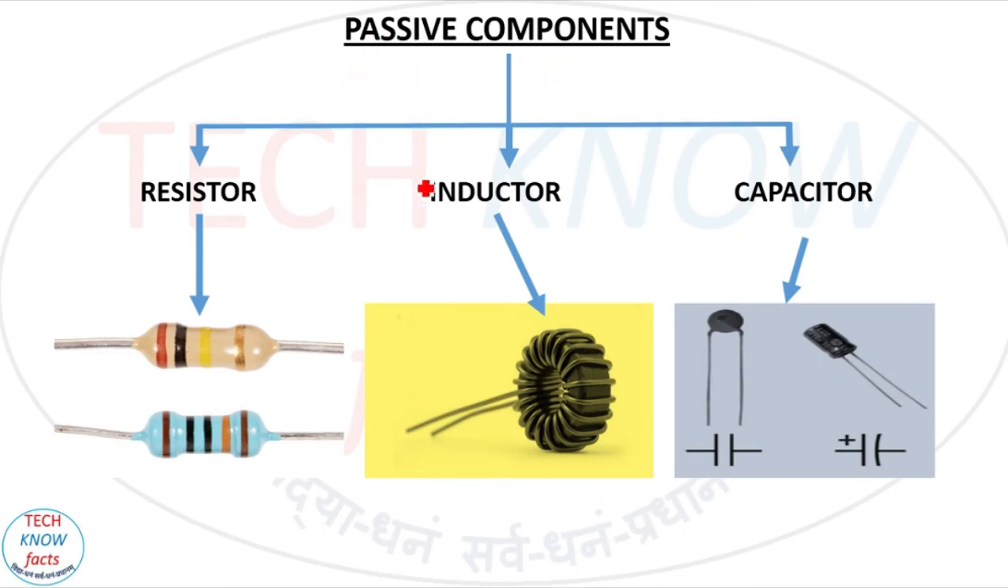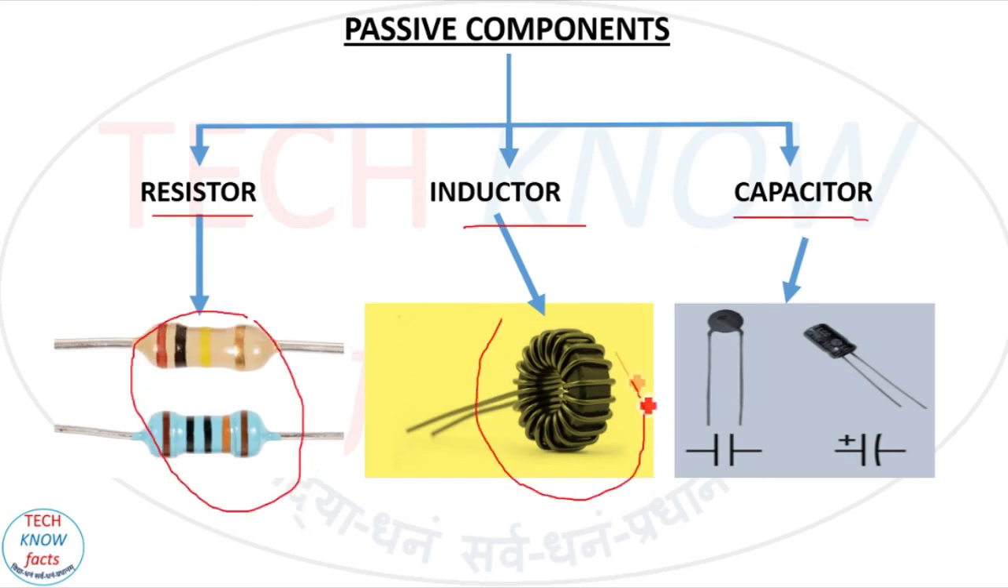In this slide, we can see the various types of passive components: resistor, inductor, and capacitor. This is the image of a resistor. This is the image of an inductor, and this is the image of a capacitor. We have two types of capacitor. This one on the left side is ceramic type, and this one on the right side is electrolytic type.